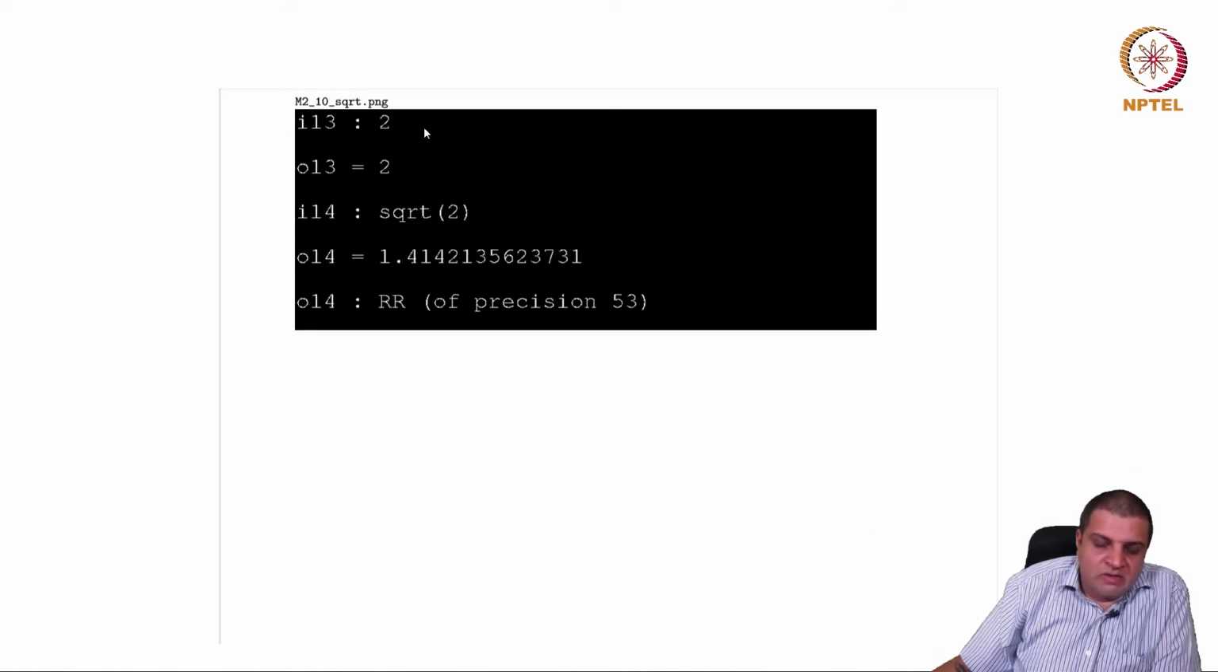Just to familiarize ourselves with more usual, simple functions, I ask 2, okay, 2 is an integer, that's all it says. Then I ask square root 2, this is the square root command. Then it outputs a real number and says that the output is in class RR and of precision 53. The default precision of reals is 53.